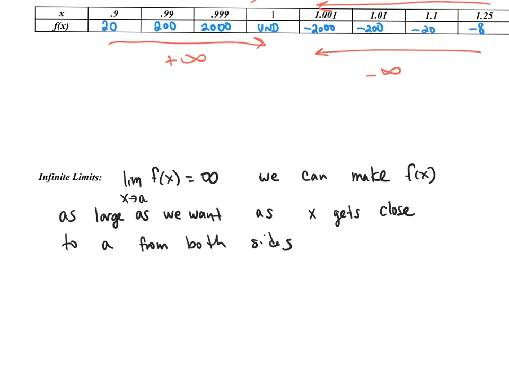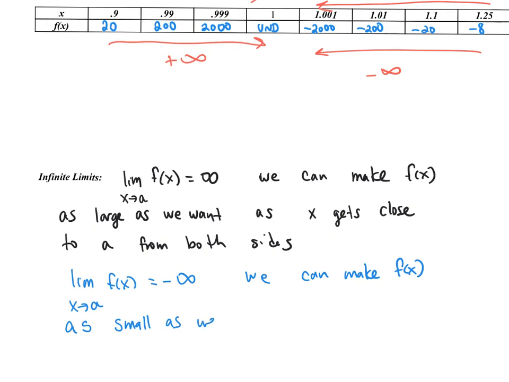So as we can make the y value, the f of x value, as big as we want as we get really, really close to a from both sides. Now, we're never going to touch it, but we're going to get very, very close. And the same thing if I wanted to talk about the limit as a negative infinity value. If we want to say negative infinity, then we would basically say we can make f of x as small as we want. And when I say small, remember a really, really big negative number is really, really small. So the limit equals negative infinity, we can make it as small as we want, as x gets close to a.